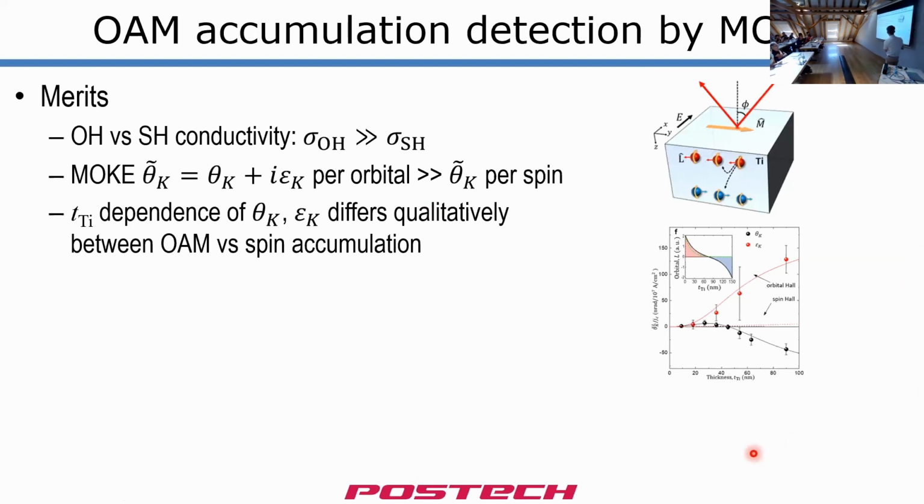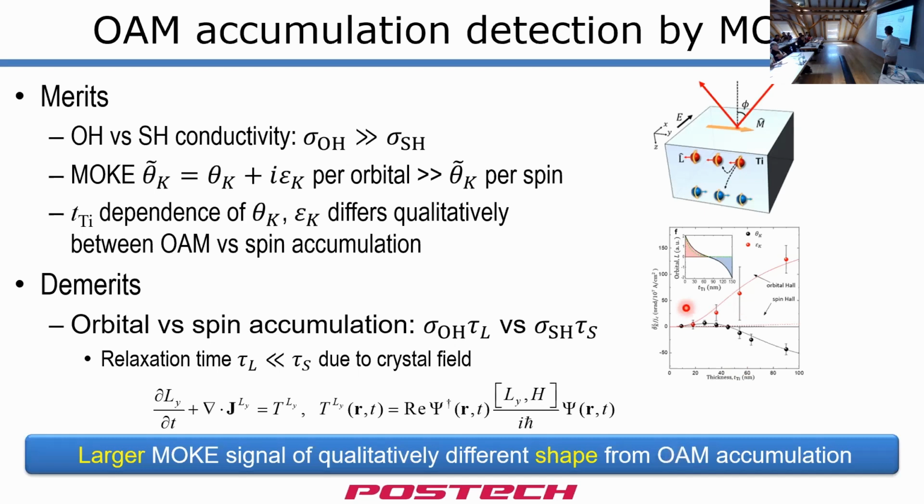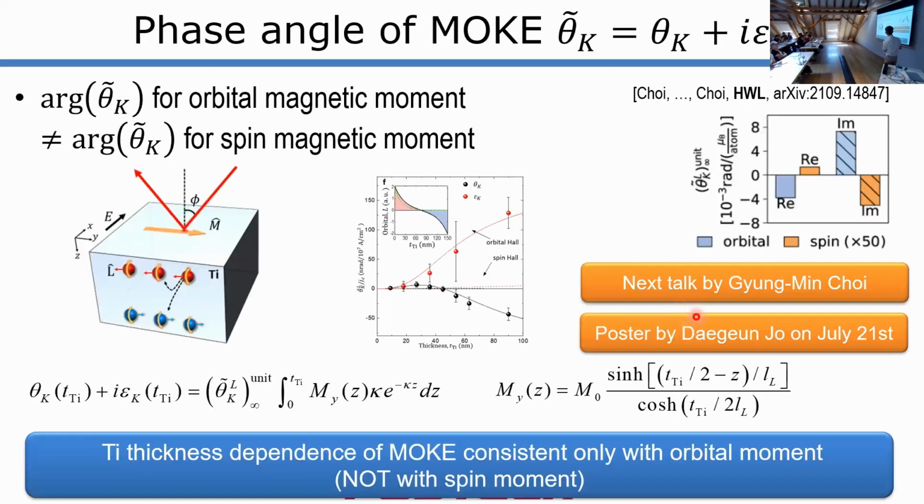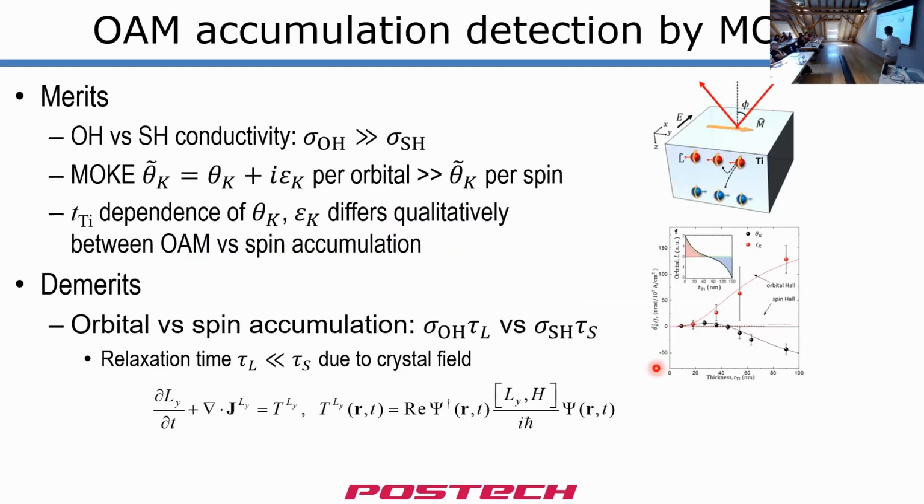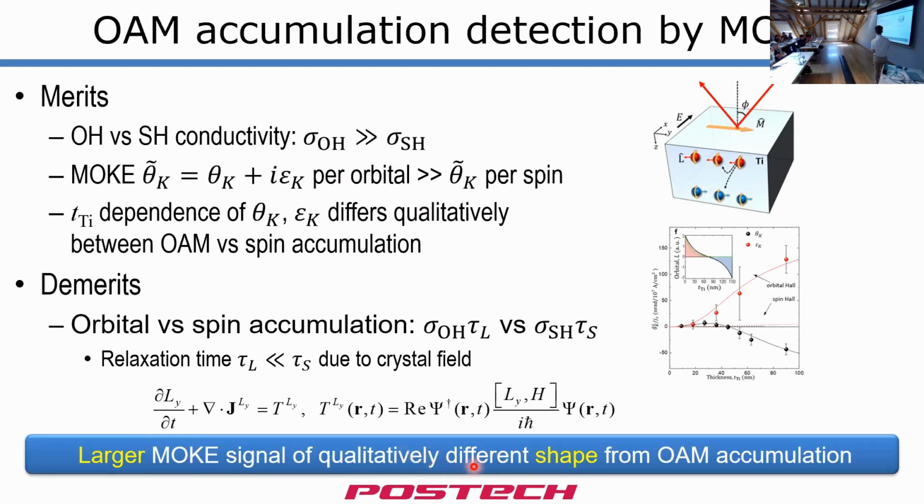But nevertheless, if I combine all these merits and demerits, we found that the local signal from orbital accumulation is still much larger than the spin accumulation signal, and also orbital has a different thickness-dependent shape. So that allows us to distinguish orbital response from spin response with confidence.